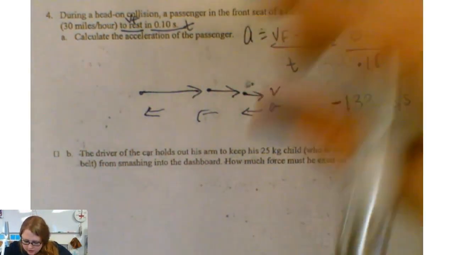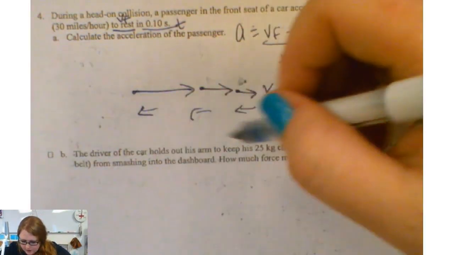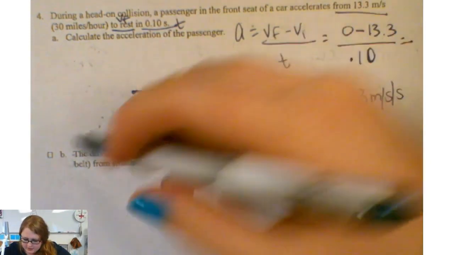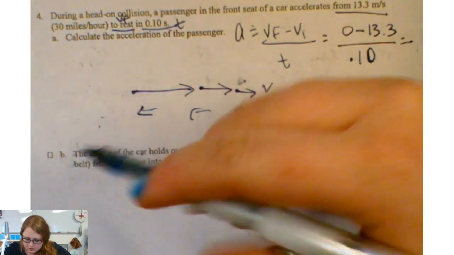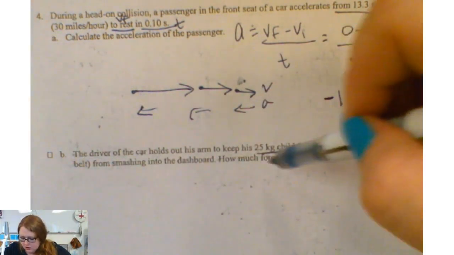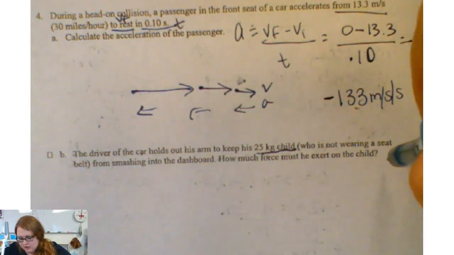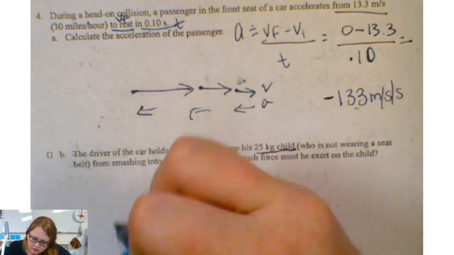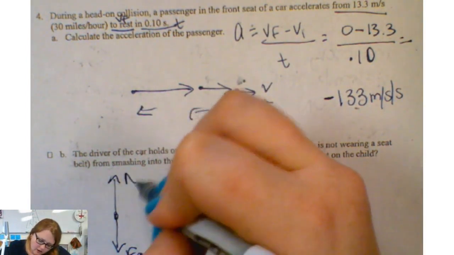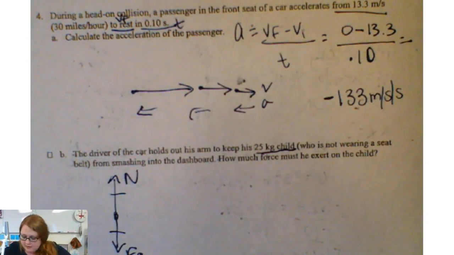The driver of the car holds out his arm to keep his 25-kilogram child, who is not wearing a seatbelt, from smashing into the dashboard. That's a problem. Make sure you're wearing a seatbelt. How much force must he exert on the child? Okay, so here's my kid. Not my kid. We have force gravity and a normal force, and those are going to be balanced.